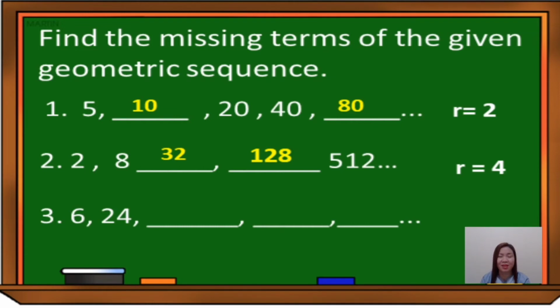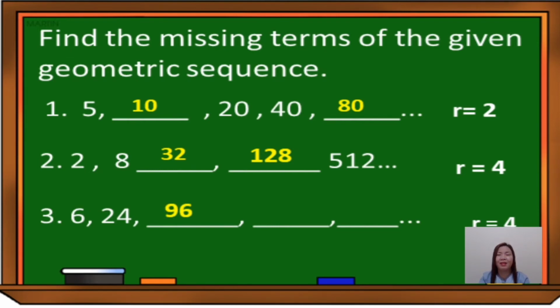So what will be the next number? We have now 6, 24. To get the common ratio for that, we do 24 divided by 6. 24 divided by 6, the answer is 4. And then, what are we going to do? So, 24 times 4. If you multiply 24 times 4, what is the result? And the result is 96.